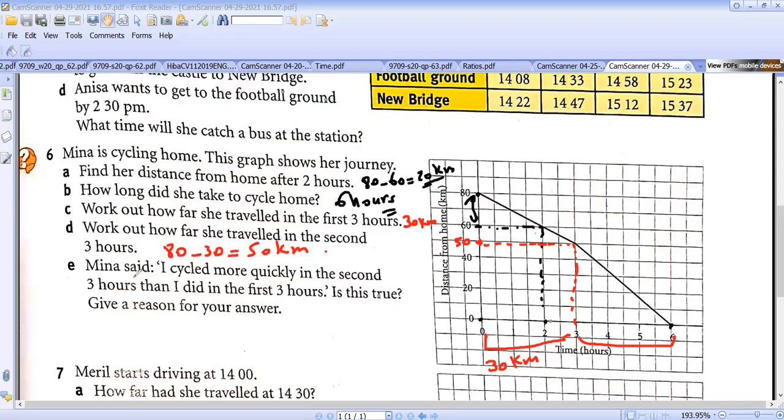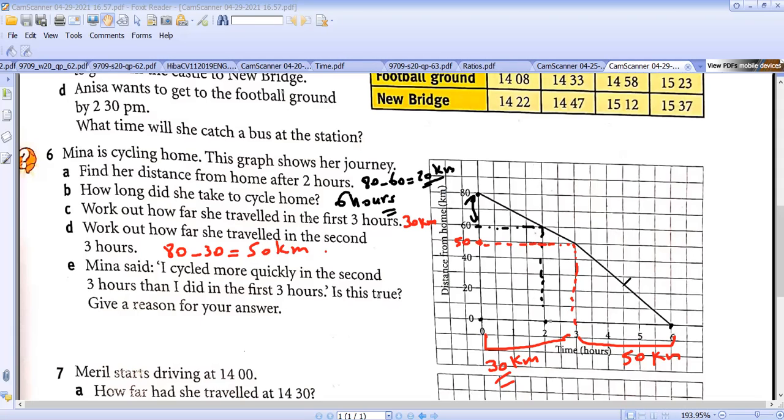All right, after that, Mina said, I cycled more quickly in the second 3 hours than I did in the first 3 hours. Is it true? Give a reason for your answer. So in the first 3 hours, she cycled for 30 kilometers. In the second 3 hours, she cycled for 50 kilometers. And it's the same period of time.